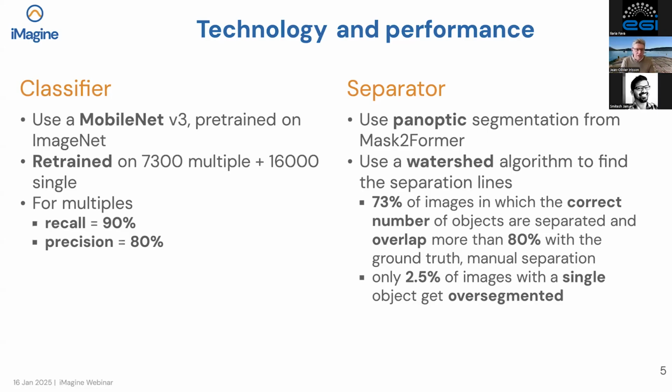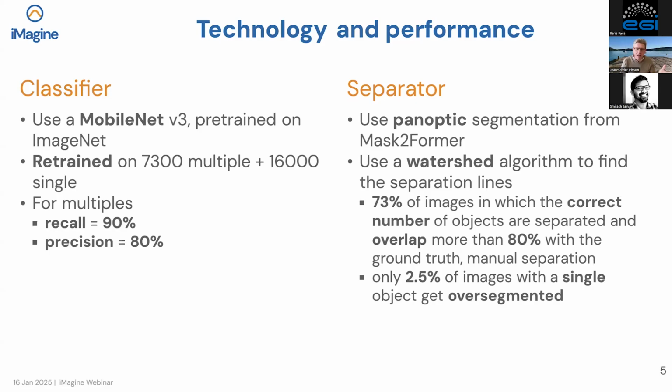And what we see is, so it's just a classifier, multiple, not multiple, okay? And what we see is that we have a recall of 90% of the multiples, which is good, but which also means that we're missing a few. And among those that the network identifies as multiple, 80% are actually multiples.